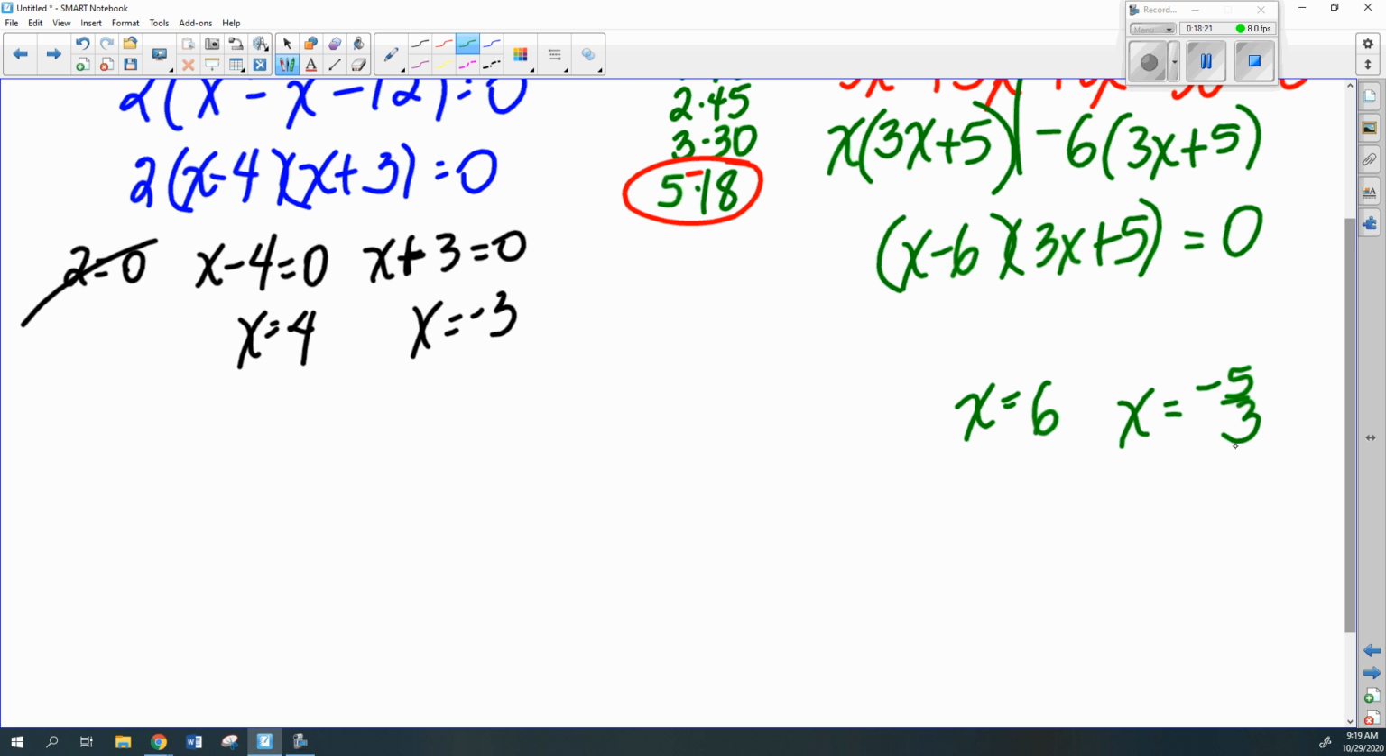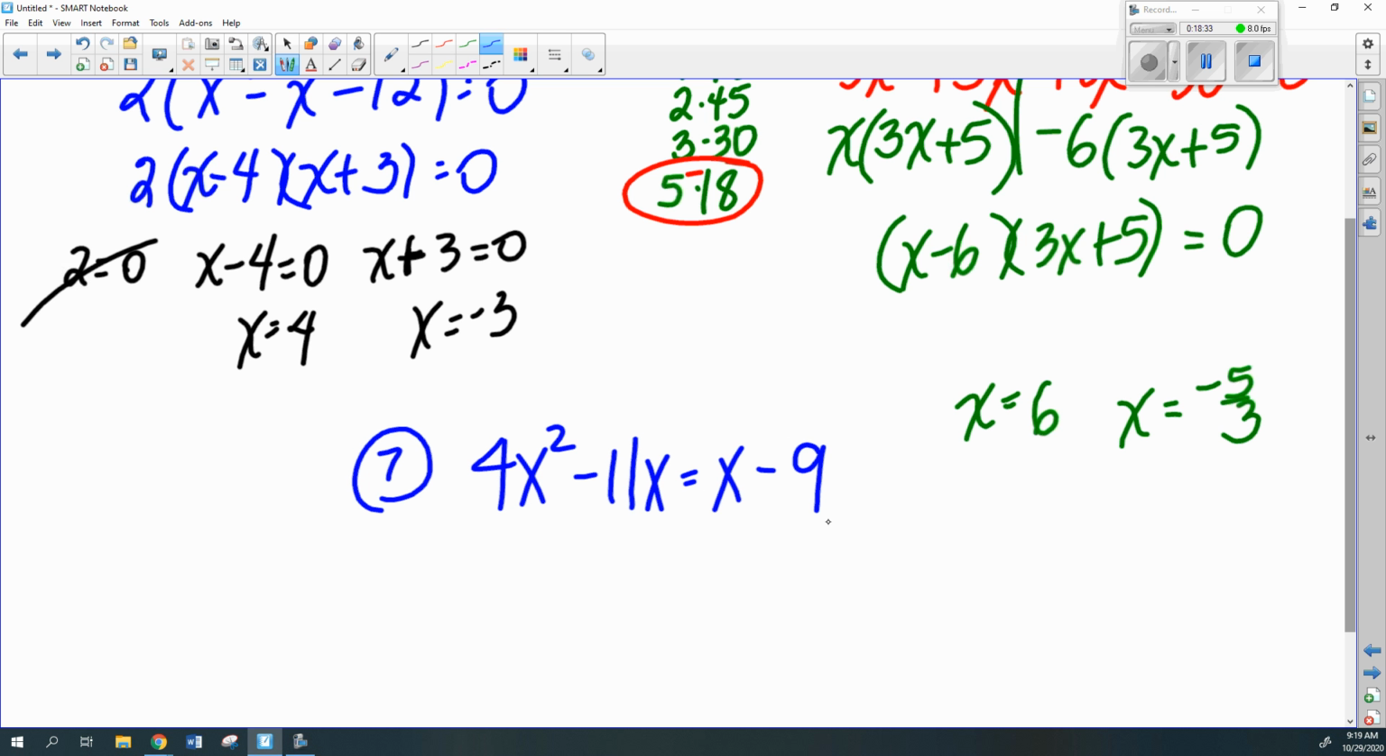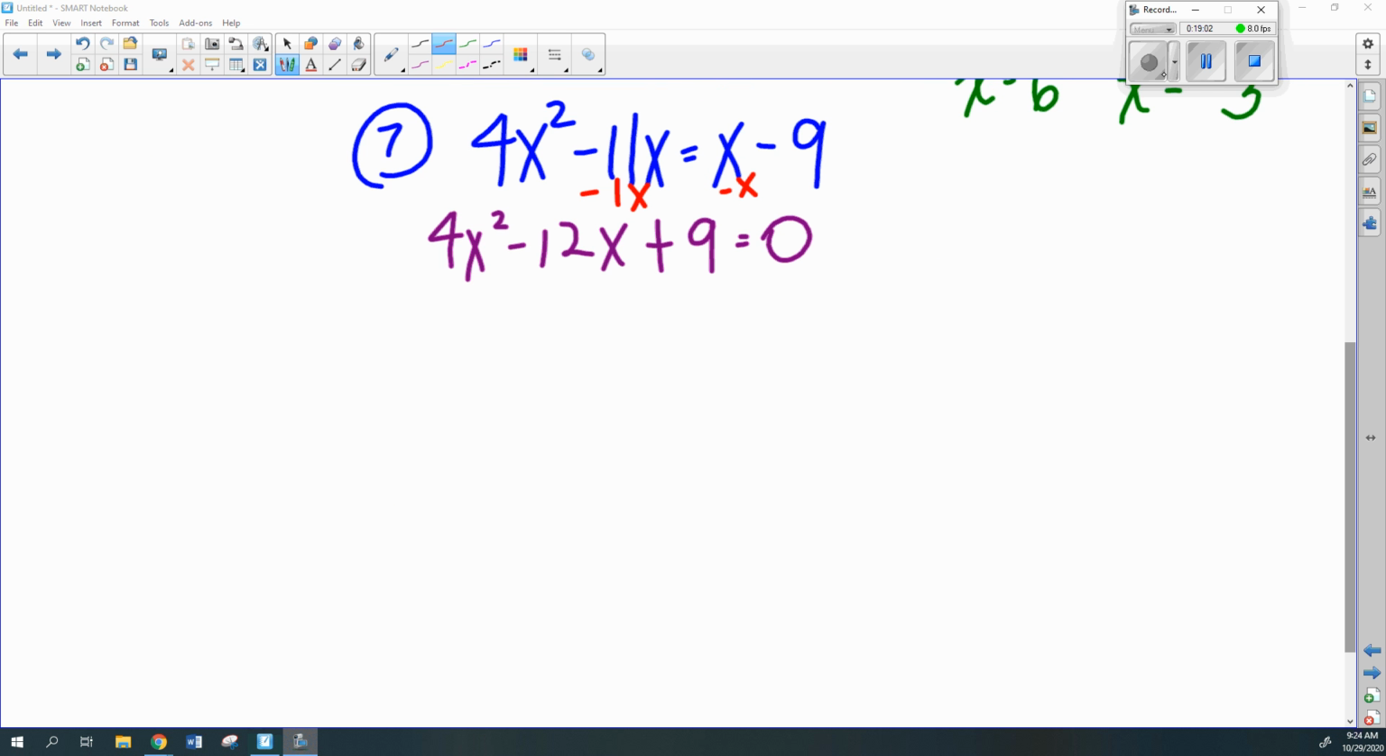All right, let me give you one of those to practice on your own. So number 7, 4x squared minus 11x equals x minus 9. What are you going to have to do first? Correct. You have to move everything to the same side. It has to equal 0 before you can ever even think about what kind of factoring it requires. Okay, so take a second and do that, and then decide. Hopefully you decide it needs the AC method.